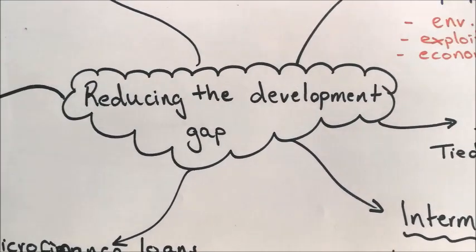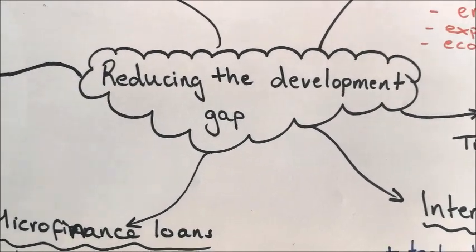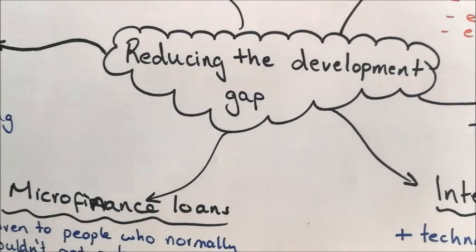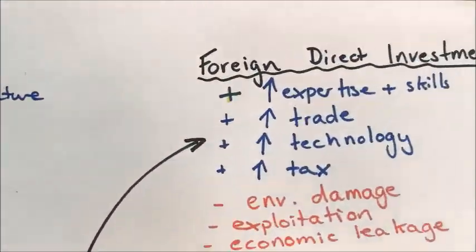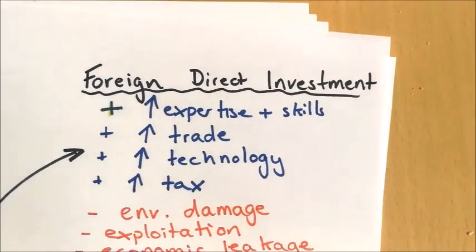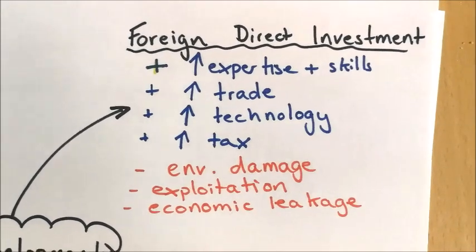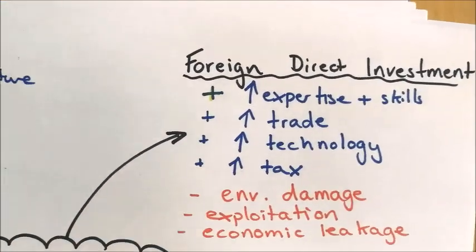Okay, so what we want to look at now is some different ways that have been suggested or proposed to reduce the development gaps and the divide between low income and high income countries. One of the most commonly used ones of these is something that we refer to as foreign direct investment, or FDI. And the idea behind this is that generally foreign companies will invest heavily in a country.